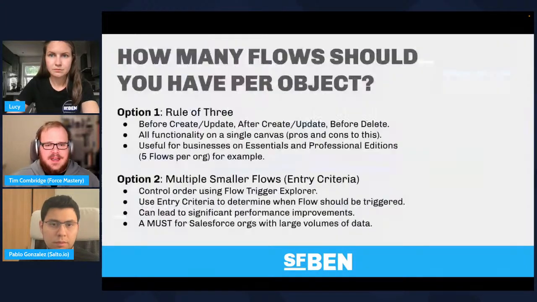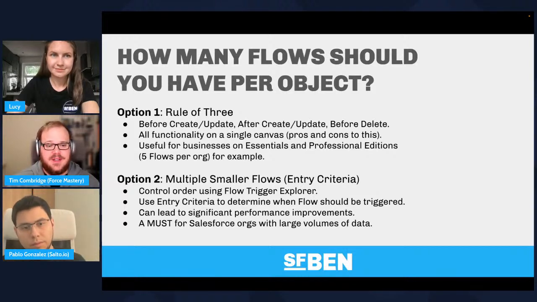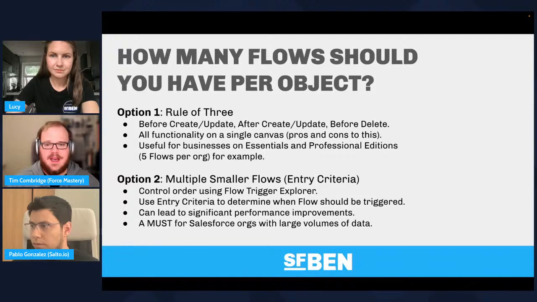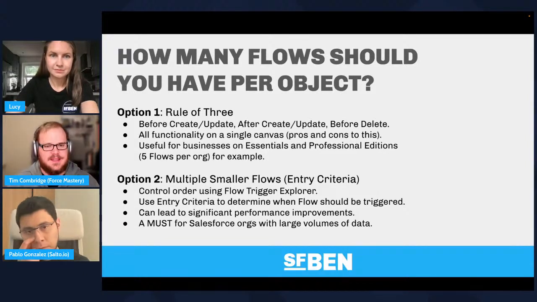So the next slide that we're going to be talking about, and this is a question that comes up all the time, every time I talk about flows and every time I talk about the migration from workflow rules and processes to flow, the number one question is how many flows should we be aiming for per object? With Apex and with processes, in the past, the goal has always been just keep a single trigger or a single process per object.